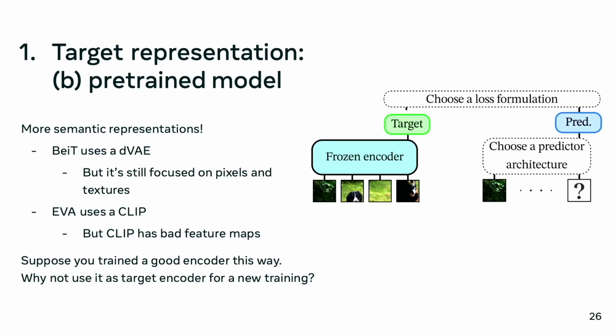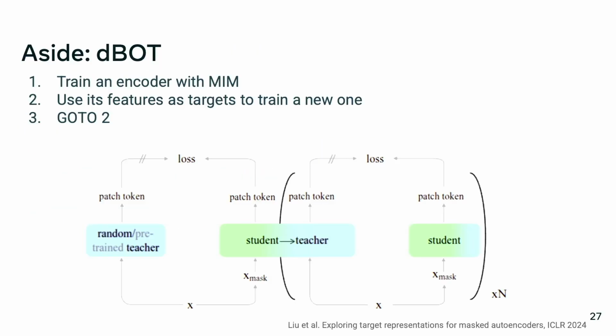But then why don't you just use this better model as the target encoder and train a new model? And you could do that again and again. And that's exactly the concept of a paper called DBOT. So, small detour here. DBOT is this idea of you start with either a random or pre-trained teacher, whatever, and you train a student by predicting missing patches in terms of embeddings of this teacher.